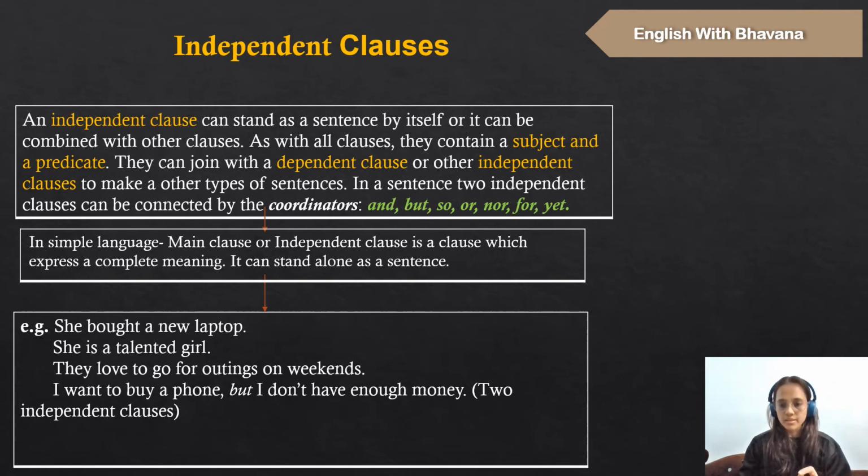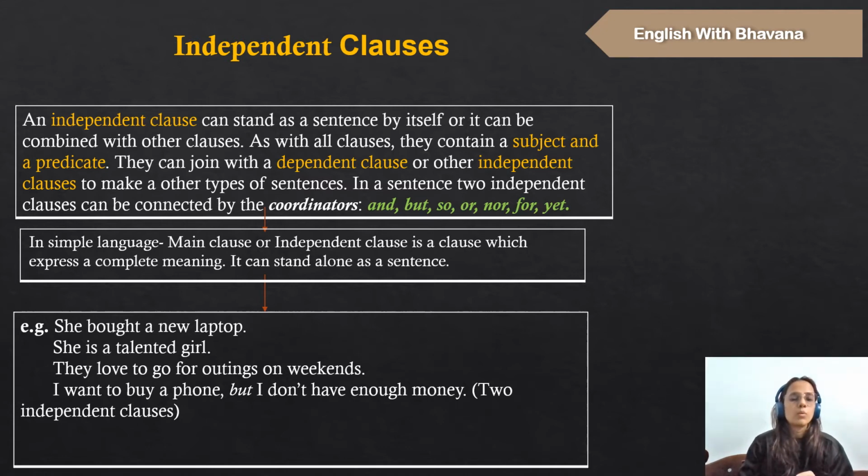As with all clauses, they contain a subject and a predicate. What is a subject? Subject is nothing but first person, second person, third person. Subject is a noun or a pronoun. Example, I am a teacher. I is a subject. Okay, I am teaching. I is a subject. What am I doing? Teaching. So am teaching is what? It's predicate. They are walking. There is a subject. Are walking is what?